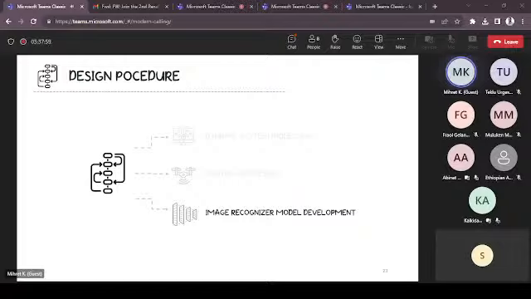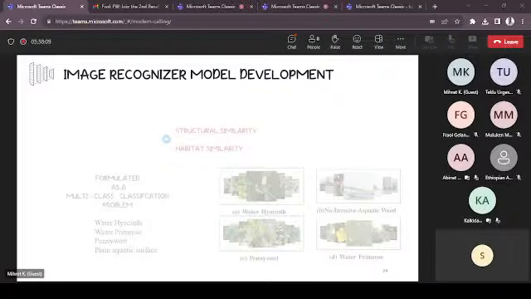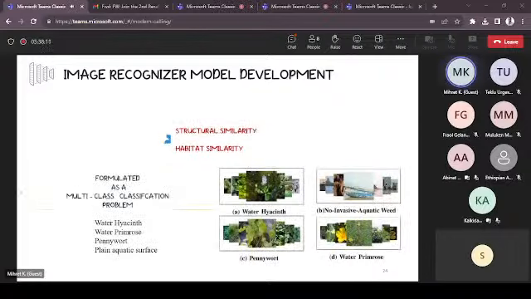I'll then move to the development of the image recognition model for the detection of water hyacinth plants. There appears to be no pre-prepared dataset of images for the image recognition problem. So the problem formulation starts with defining two other plants called water primrose and pennywort, which do have structural and habitat similarity with water hyacinths. It's worth mentioning that the internet has been the only available source for dataset preparation.